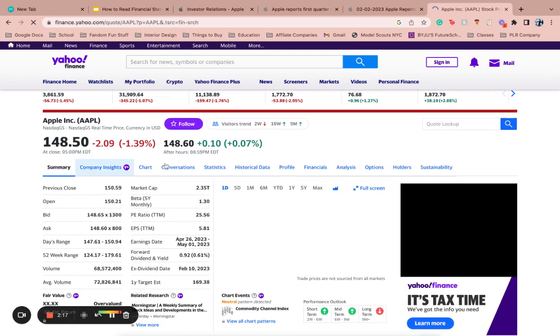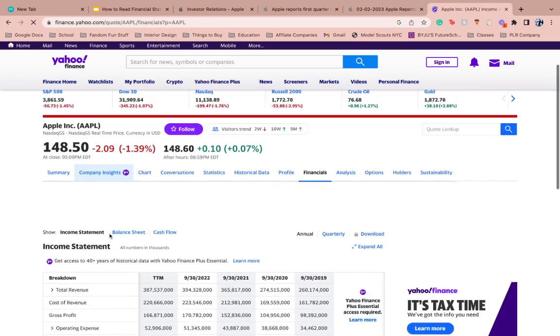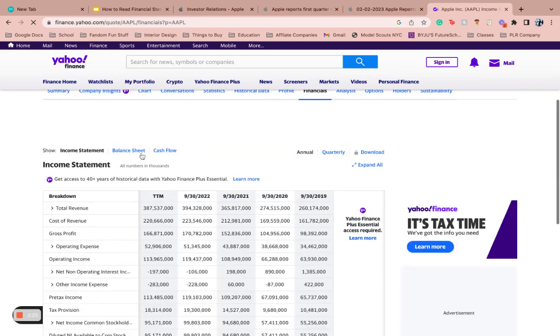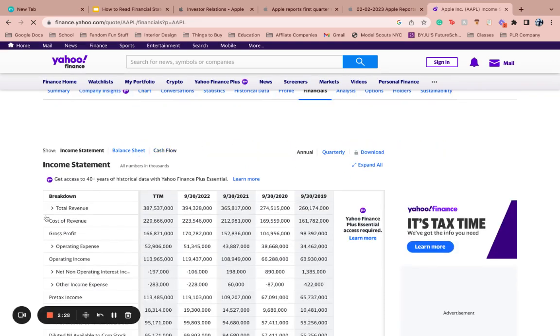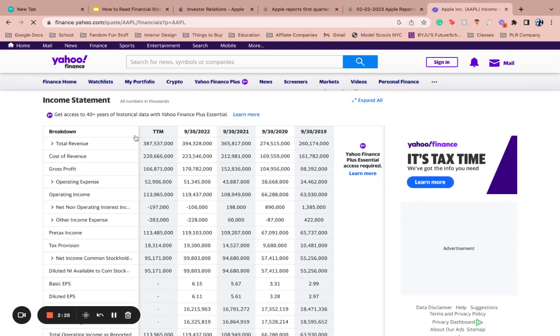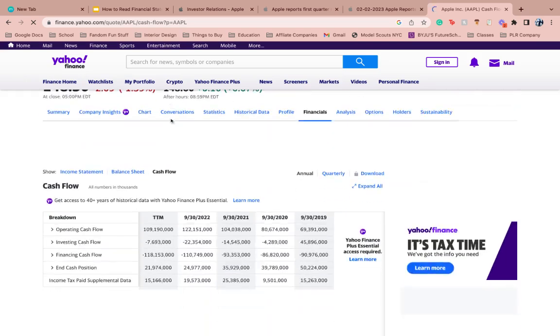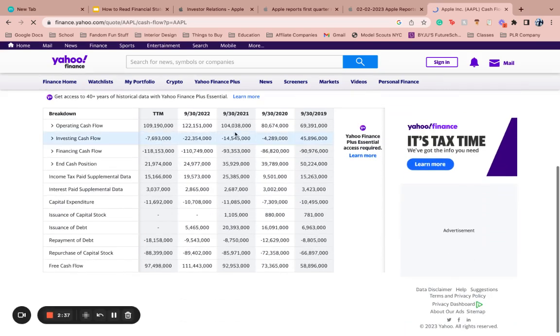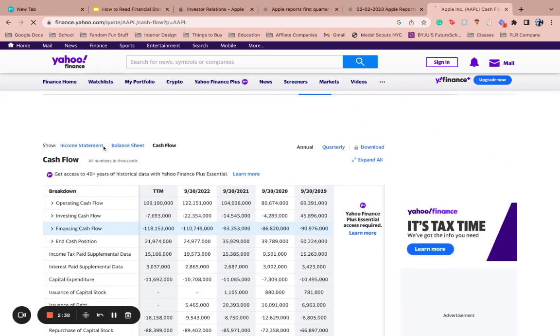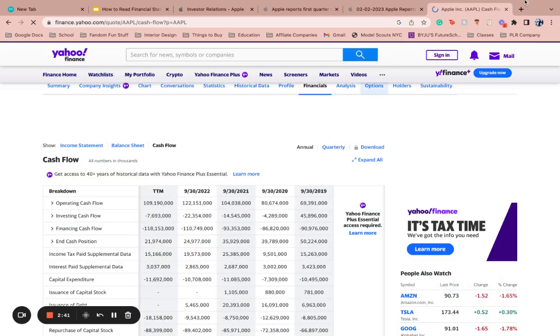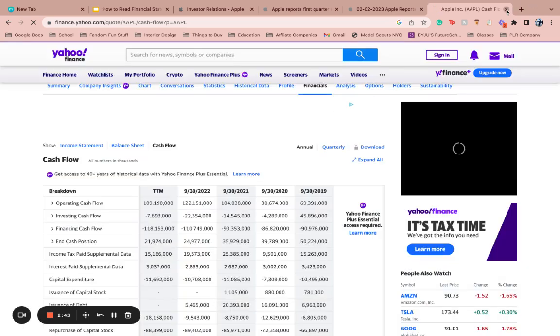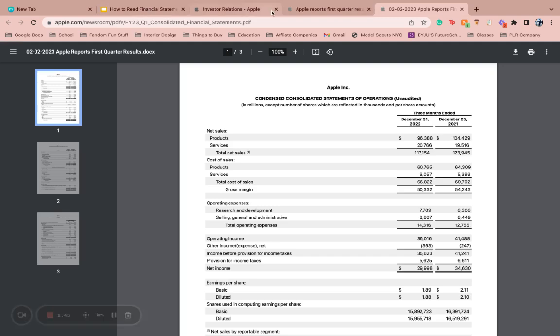We'd see their summary, company's insight, all this stuff. We'd go to their financials. And we would see here their income statement, balance sheet, and cash flow. And it would be in this format. It's a bit different, seeing as it shows different periods, so you can easily compare them. But they will essentially have the same information. We'll close all these out.